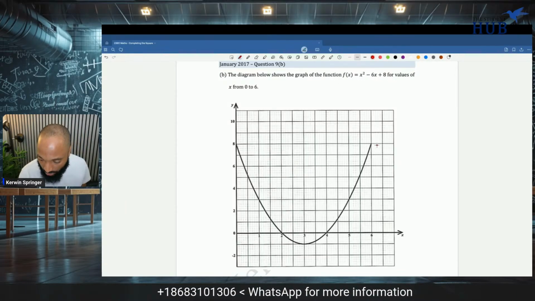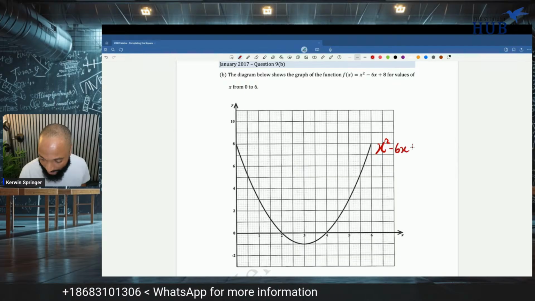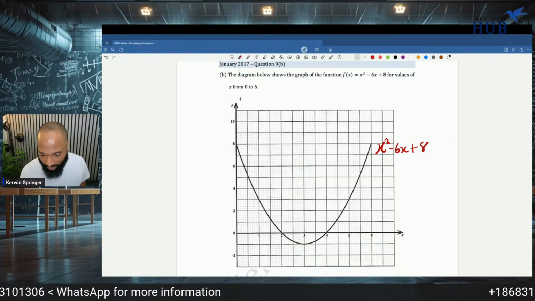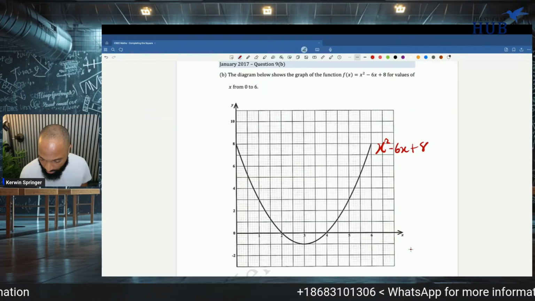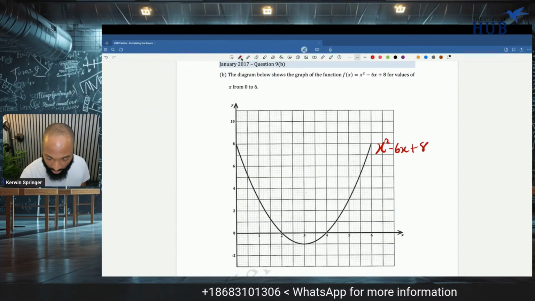The diagram below shows the curve y equals x squared minus 6x plus 8, for values of x from 0 to 6. These are our x values here from 0 to 6.